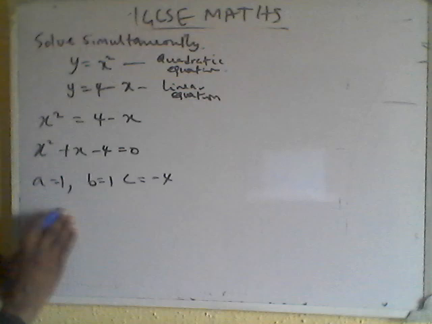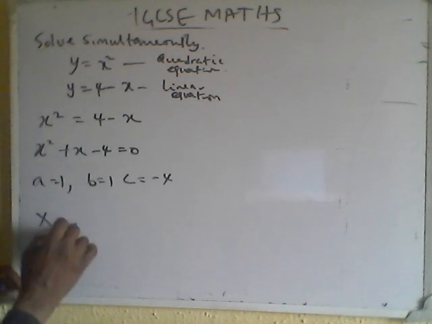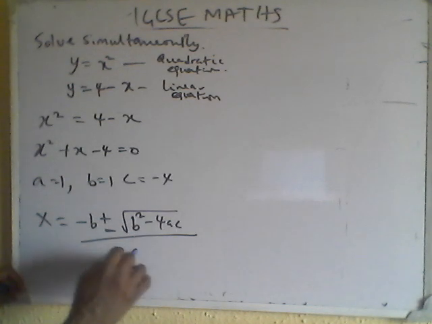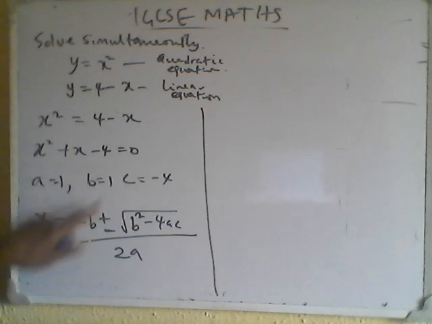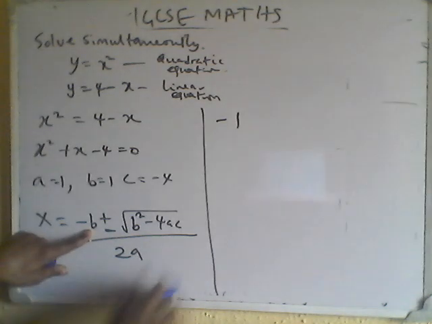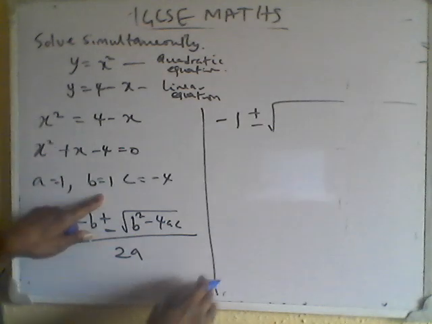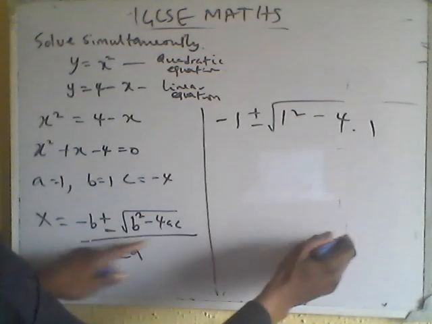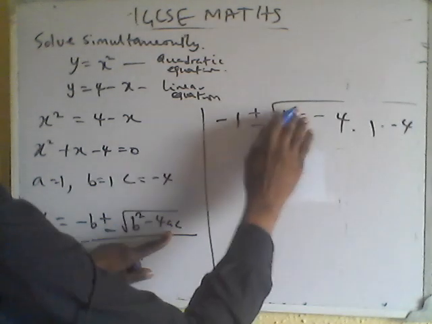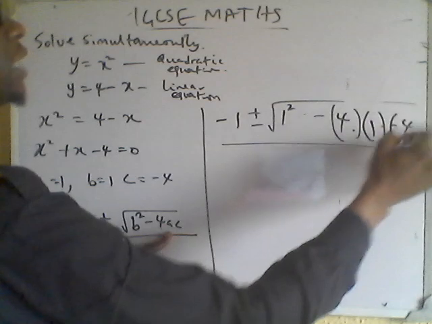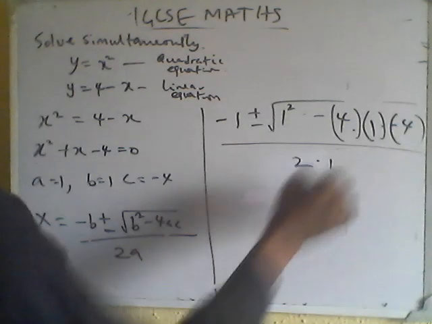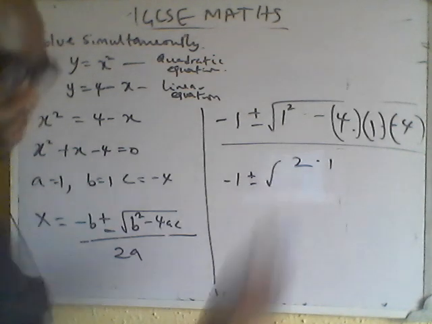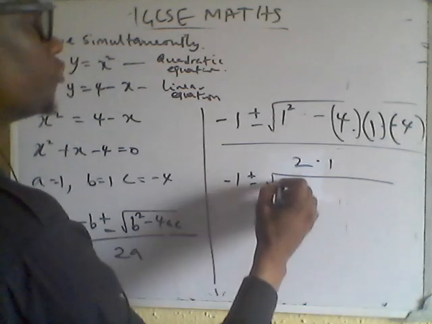So I'm going to be putting them in this formula to find the roots of x: minus b plus or minus the square root of b squared minus 4ac, all over 2a. B is 1, but there's a minus in the formula, so I'll say minus 1 plus or minus the square root of 1 squared minus 4 dot a, which is 1, dot c, which is minus 4, all over 2a, a is 1. Here I will put my minus 1, plus or minus square root of 1, because 1 squared is 1.